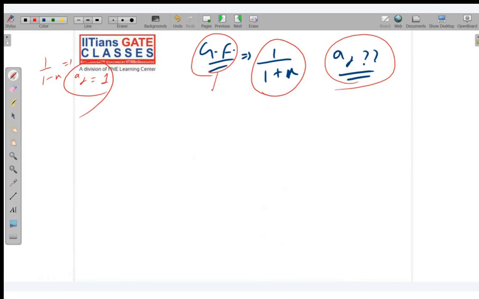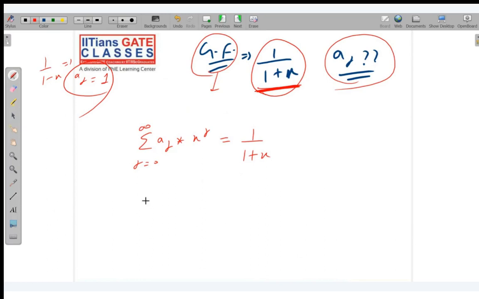So I will simply apply the definition of the generating function. What is the definition? Sigma r equal to 0 to infinity a_r into x power r. That is given as what? The generating function is given as 1 upon 1 plus x. So I will write 1 upon 1 plus x. Now if we say a_r is 1, then the answer was 1 upon 1 minus x, but we want the answer to be 1 upon 1 plus x. That is the biggest confusion which we are having right now. So let me twist it.